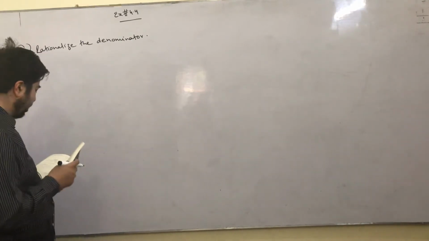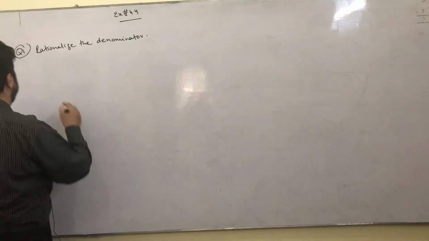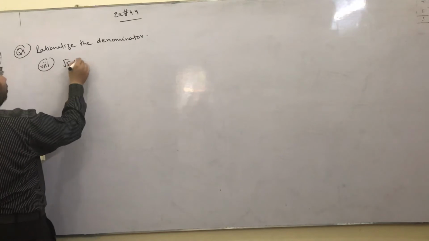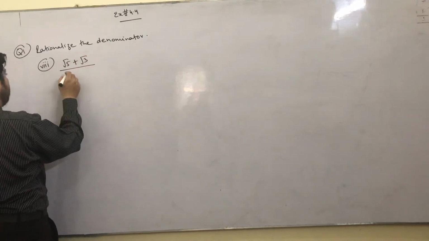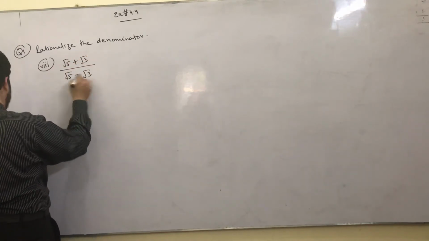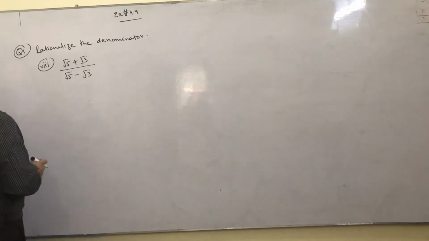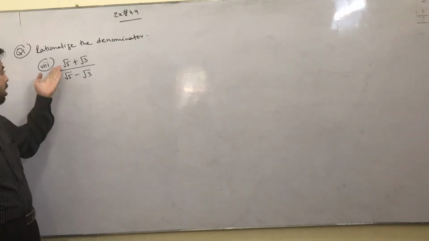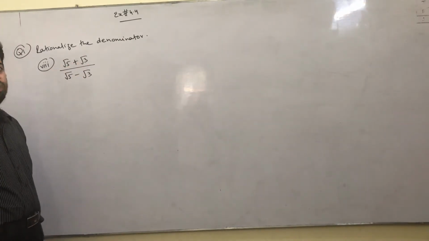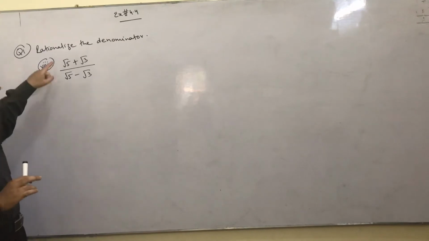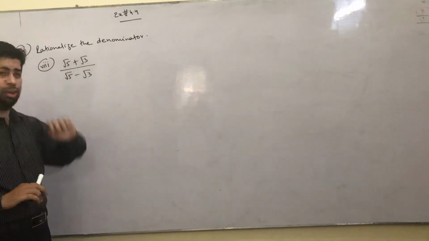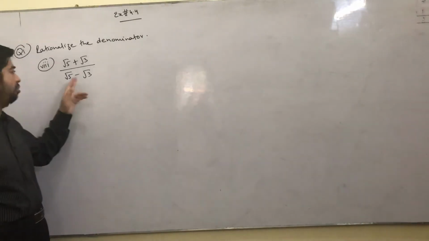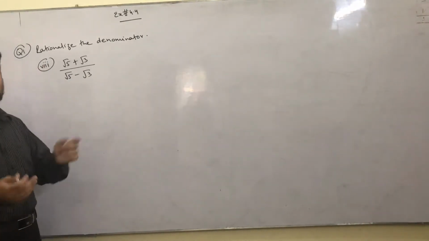Part 7 and part 8 are the same, so I'm going to solve part number 8. Square root 5 plus square root 3, and in the denominator square root 5 minus square root 3. So you see that the numerator is also irrational, but we are not going to be concerned about the numerator. We are only concerned with the denominator. You see that the denominator, square root 5 minus square root 3, is an irrational number.